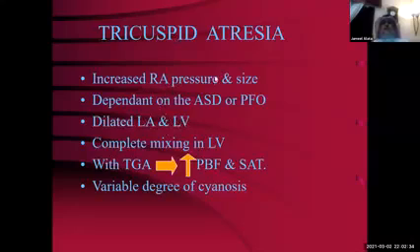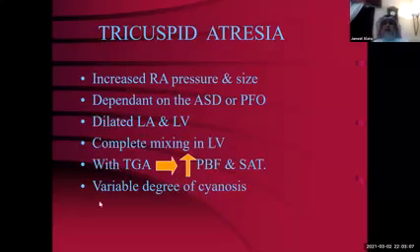And the increased pressure in the right side or right atrium is because all blood has to go through a PFO, so there is a delay in emptying. It's a complete mixing in the left atrium and the LV. With TGA, it has increased pulmonary blood flow more than usual and increased saturation, because then the pulmonary artery will be coming from the LV and will not be restricted to flow by the VSD or others.